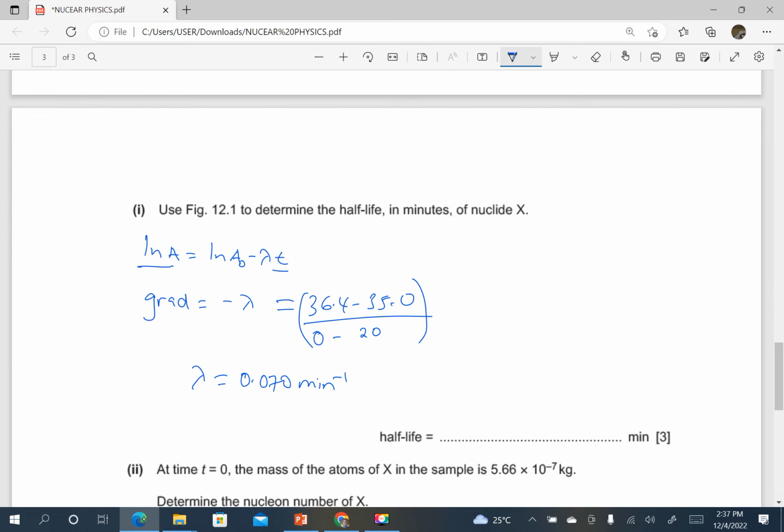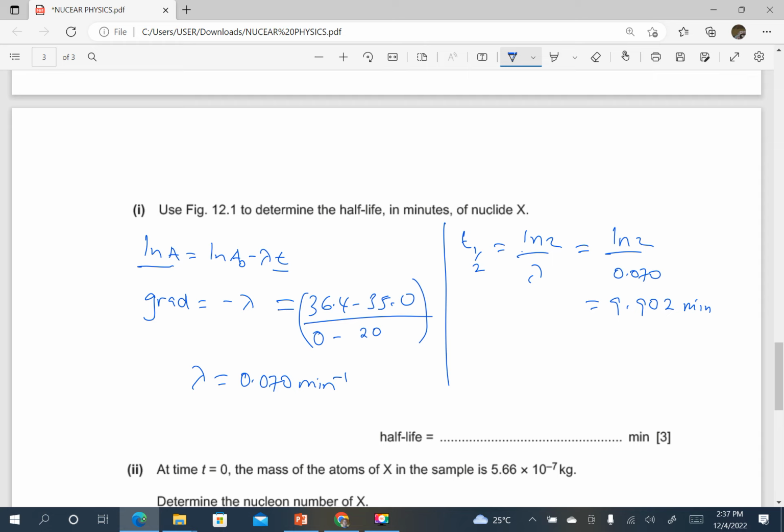Then half-life, we know that half-life is ln of 2 divided by decay constant, so it will be ln of 2 divided by 0.070. This is giving me 9.902 minutes. For the first time, I'll be forced to write this as approximately 10.